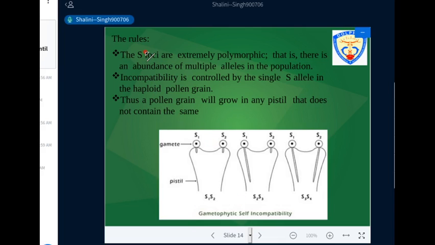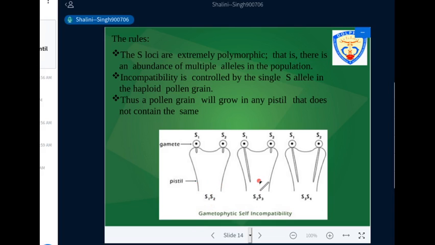The rules in gametophytic self-incompatibility: the S loci are extremely polymorphic, that is, there is an abundance of multiple alleles in the population. Incompatibility is controlled by the single S allele in the haploid pollen grain. Thus, a pollen grain will grow in any pistil that does not contain the same allele. So here this pistil is S1, S2, this is S2, S3, this is S3, S4. This pollen has S1, this has S2, so neither will grow here since the pistil has both proteins S1 and S2.